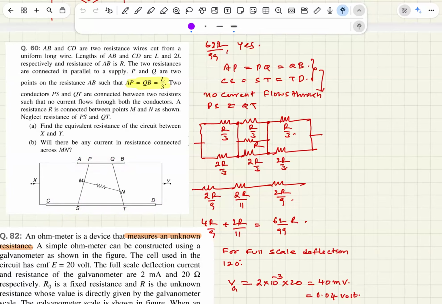So already I have drawn the diagram. R by 3, R by 3, R by 3. Okay, double: 2R by 3, 2R by 3, 2R by 3. And you have connected R. Any doubts? Boys and girls, any doubts?